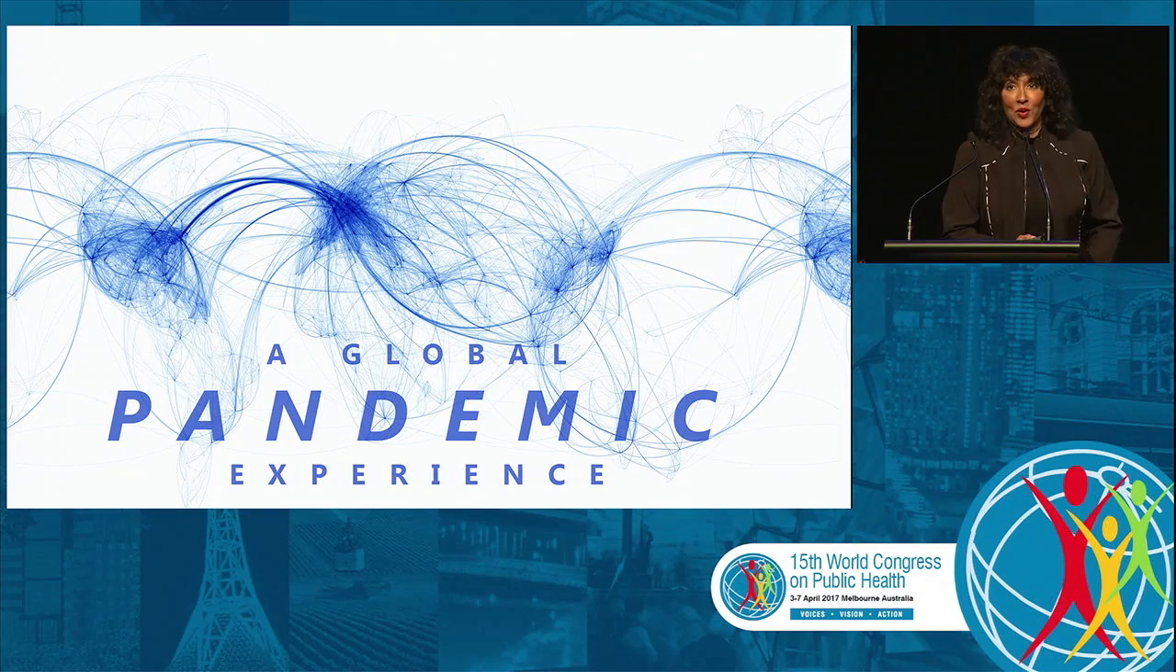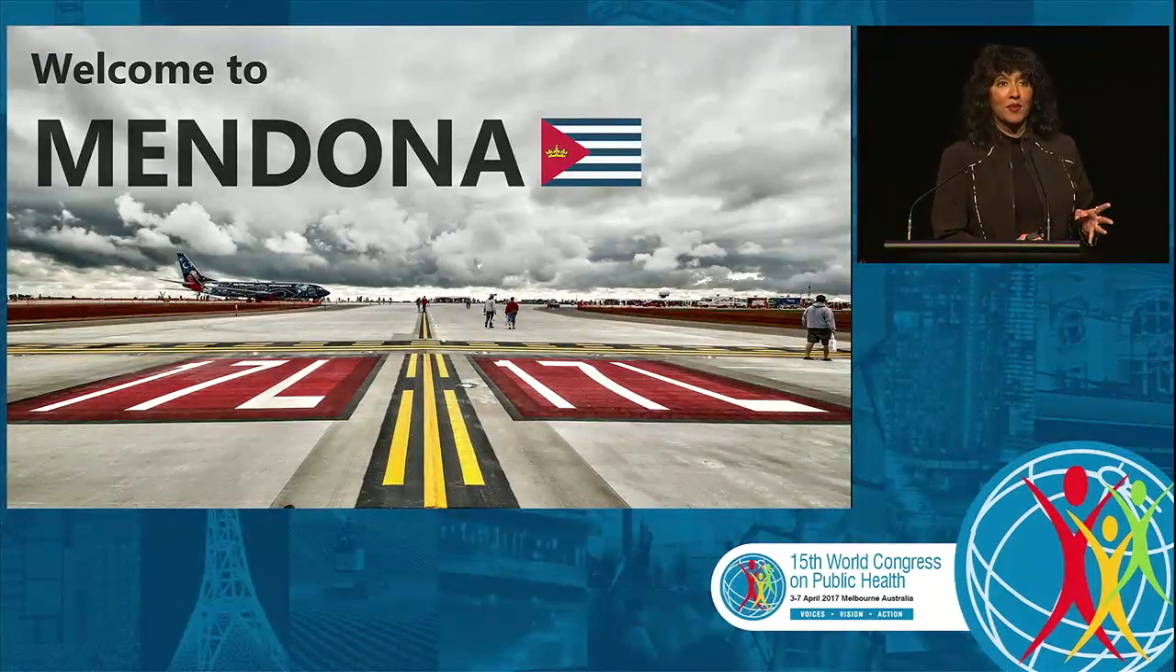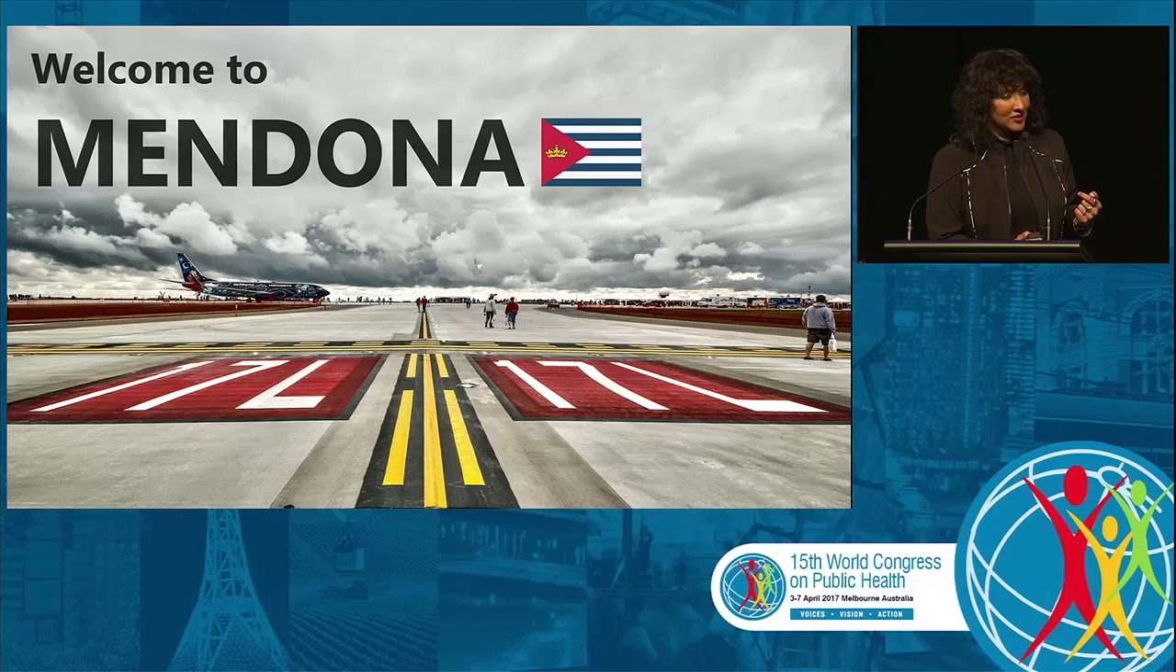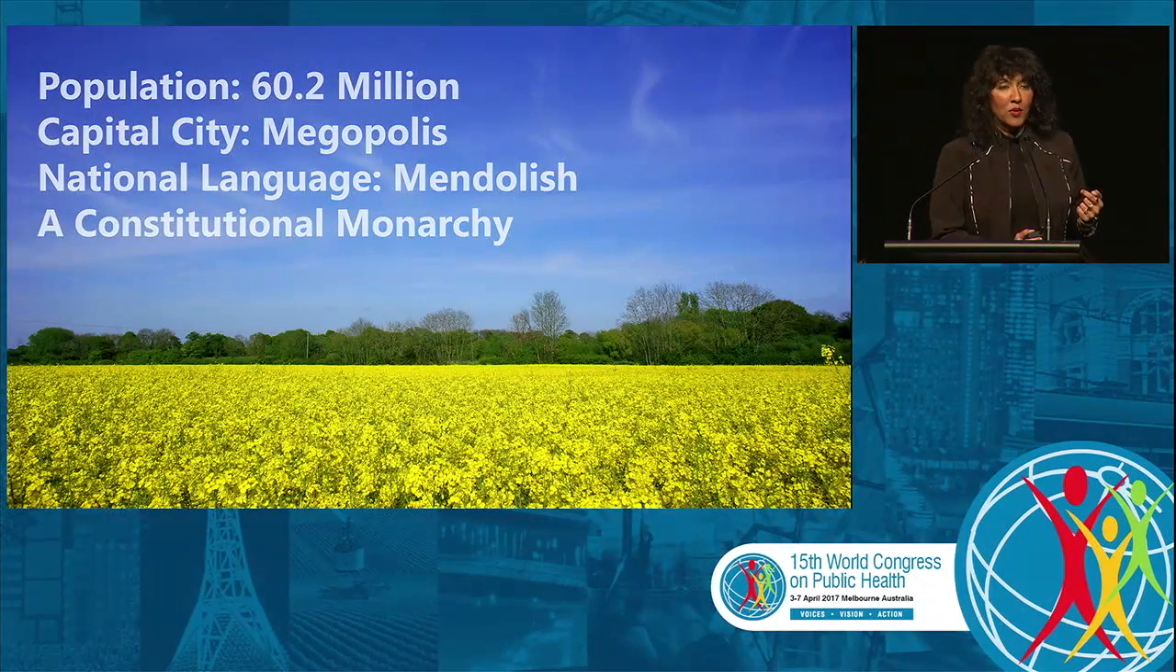So welcome to a global pandemic experience brought to you by Integrated Systems for Epidemic Response. Now close your eyes just for a minute and transport yourself to a different world, a world called Mendona. Imagine yourself in this country. It's got a population of 60.2 million, so bigger than Australia, but smaller than Germany. The capital city is Megapolis. The national language is Mendolish, and it's a constitutional monarchy.